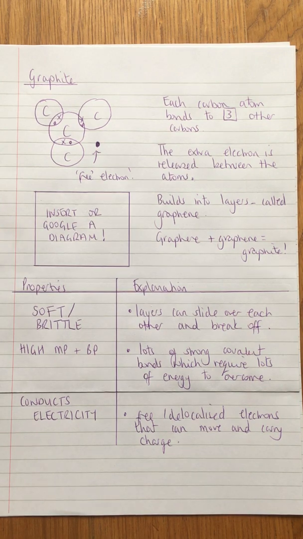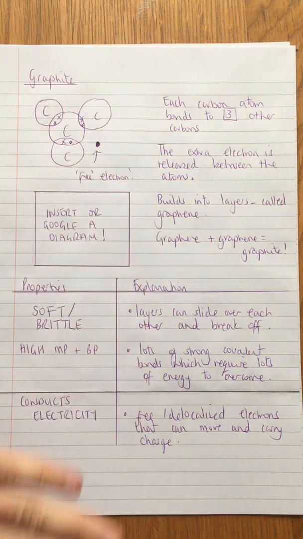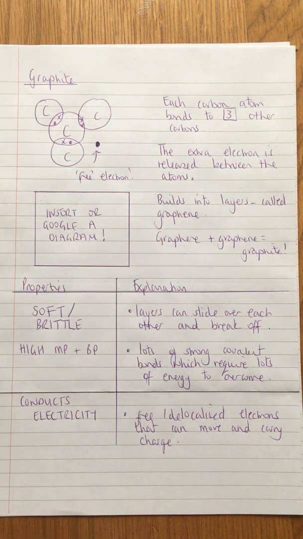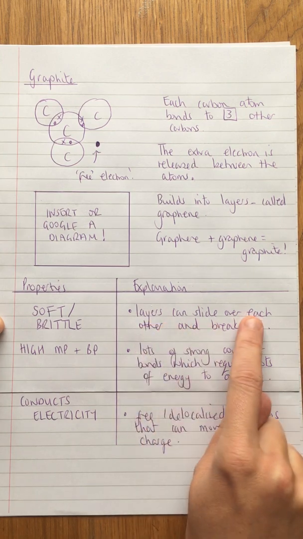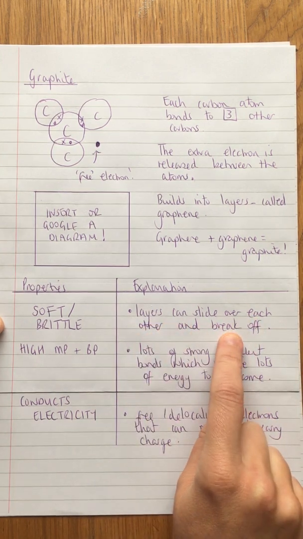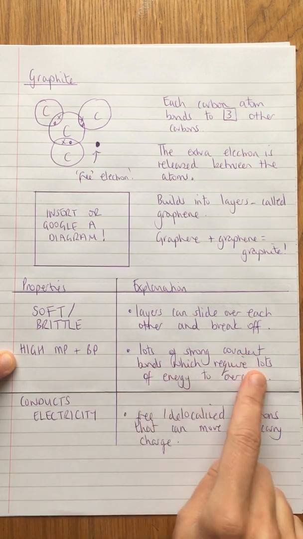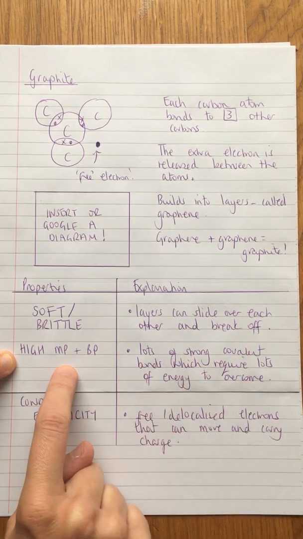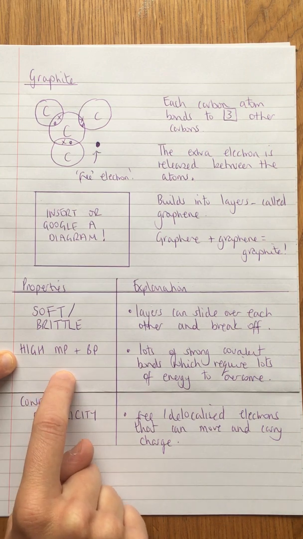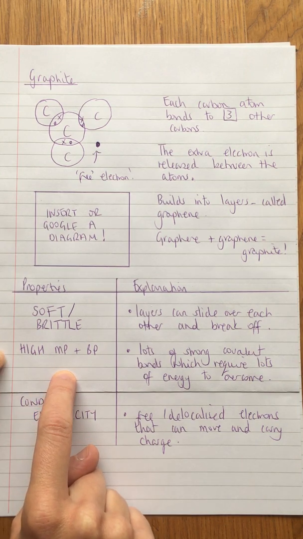So let's look at the similar or the opposing properties for graphite. Diamond was hard and strong. Graphite is soft or brittle. So remember, graphite is the exception to the rule. Graphite is the one that breaks all of the giant covalent structure rules. So soft or brittle, the layers can slide over each other and break off. High melting points and boiling points, that's because we've got lots of strong covalent bonds which require lots of energy to overcome. Identical to diamond, identical to every single giant covalent.